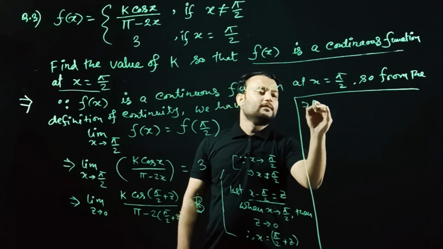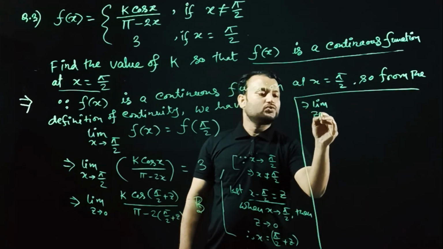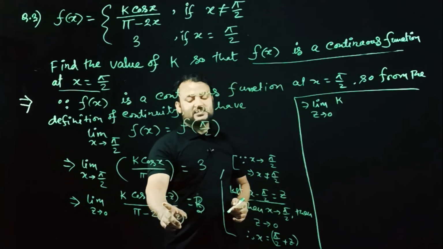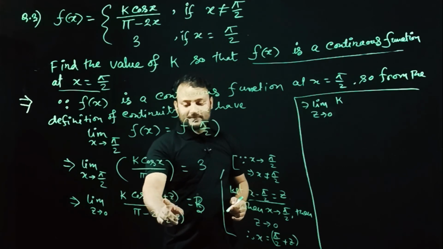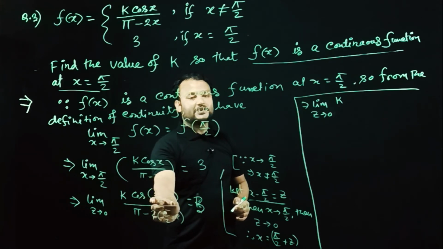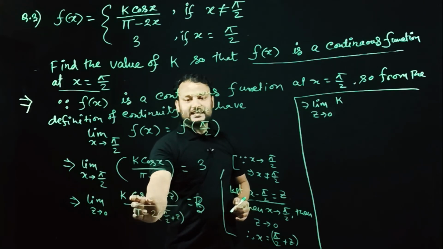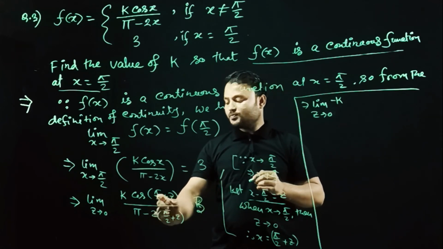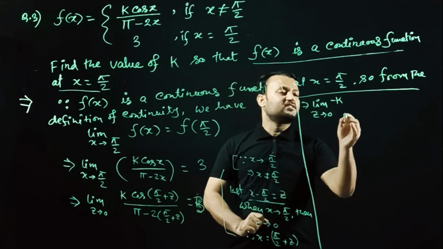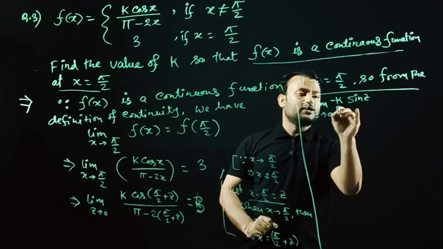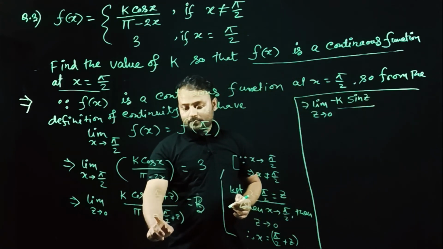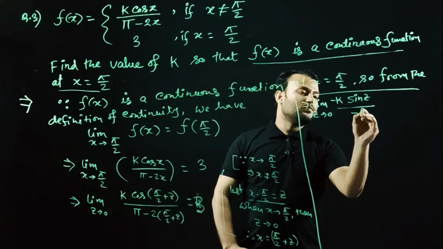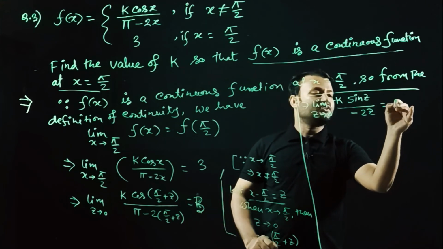This implies limit z tends to 0 of k into cos of pi by 2 plus z, which is minus sin z. Why minus sin z? Because pi by 2 plus z lies in the second quadrant, where cos is negative, and cos of an odd multiple of pi by 2 becomes sin z. Now pi minus pi vanishes, and we get minus 2z, equal to 3 on the right side.